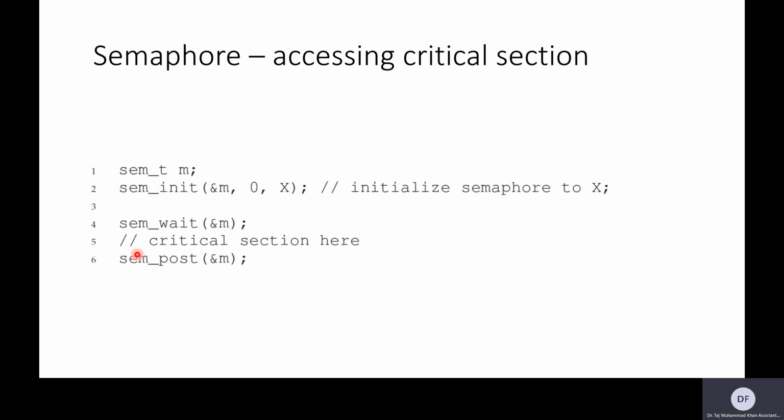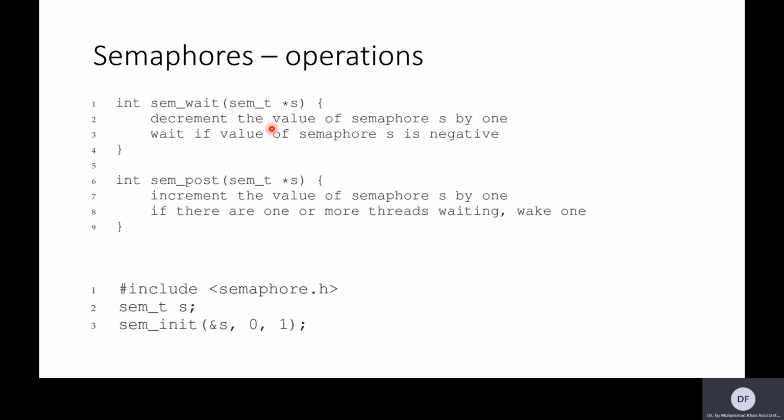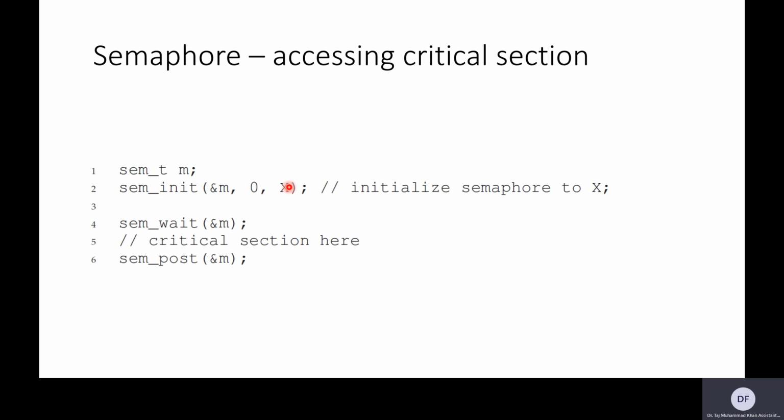Okay, so keeping in mind the behavior of acquire, sem_wait will decrement the value, and if the value becomes negative, it will block. And sem_post will increment the value, and if there are any threads waiting on the semaphore's queue, it will wake one of those threads. So if wait and post behave like this, then what value shall I give to x so that this semaphore m behaves like a lock, okay? And sem_wait and sem_post behave like lock acquire and lock release.